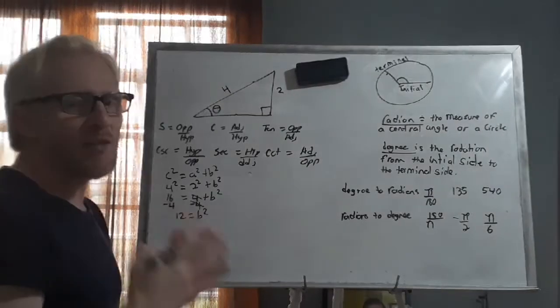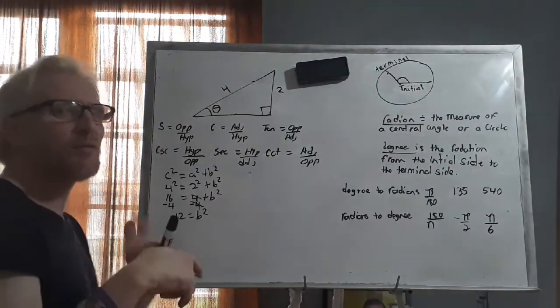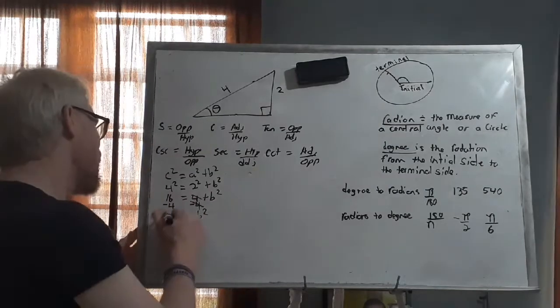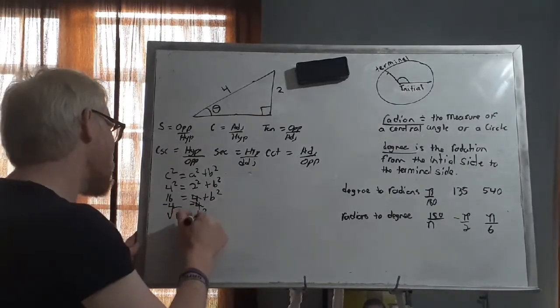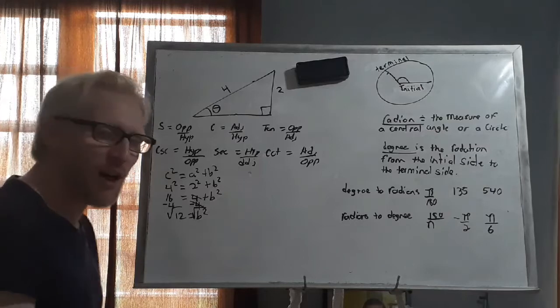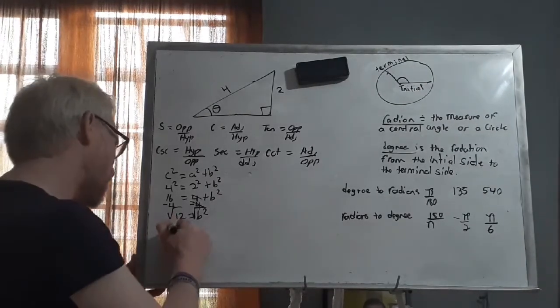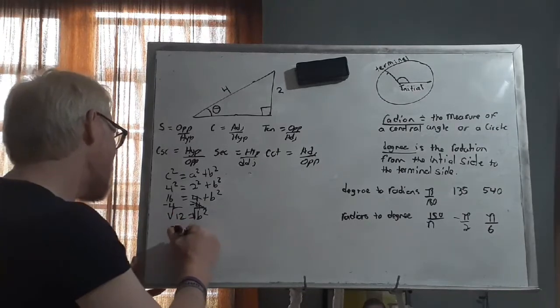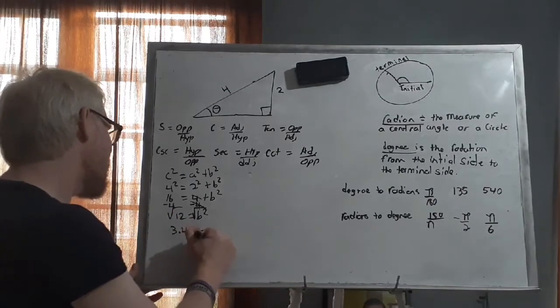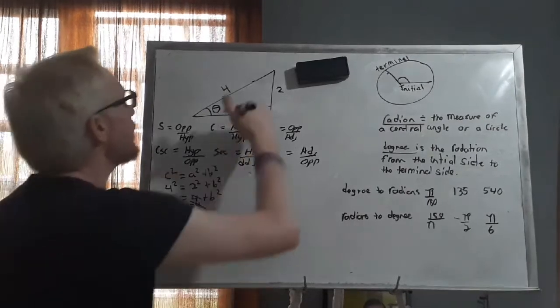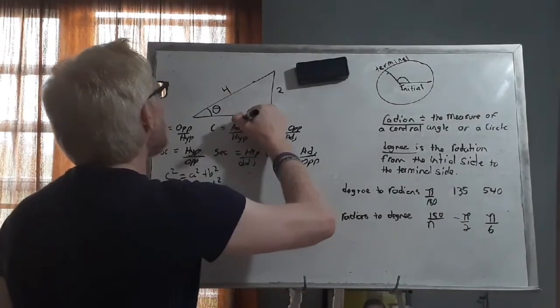Now I need to find the value of b, not the value of b squared, so I need to find the square root of 12. Now the square root of 12 doesn't have a perfect radical, but you can use a calculator, and that's approximately 3.46 more or less. And that's the value that we're going to use right here.